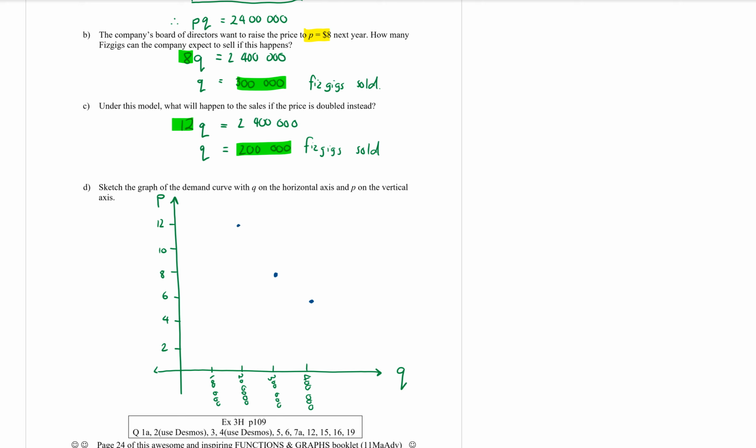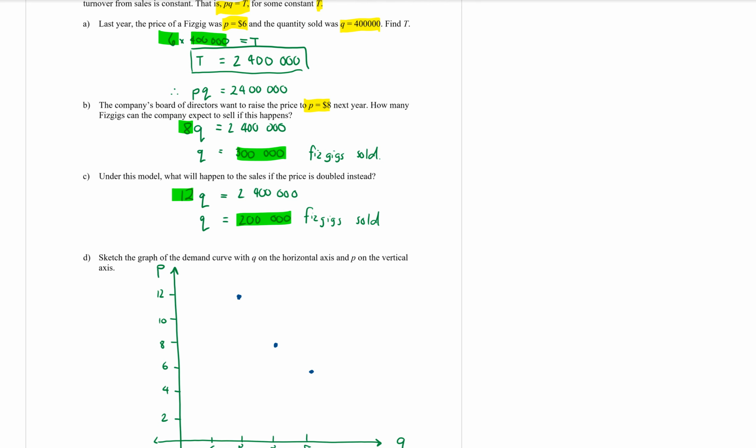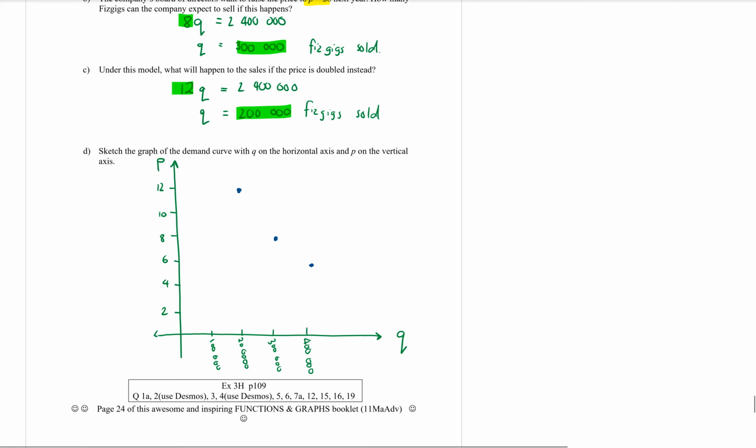Now, this is not a straight line, okay? Even though I've got quite a big scale happening there, this is actually a hyperbola graph, because looking back at that equation, PQ equals a constant, when you're timesing your X and Y together and have a constant, that is your hyperbola graph. So we're going to make sure this looks like it's curving around like that.